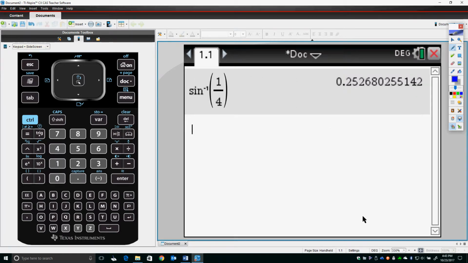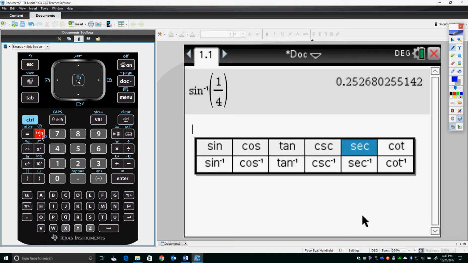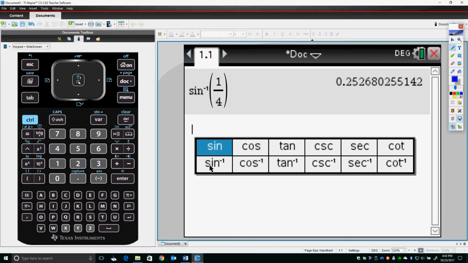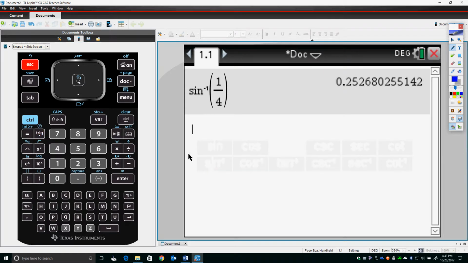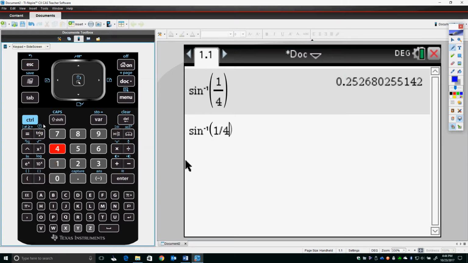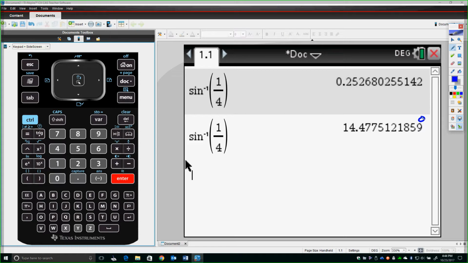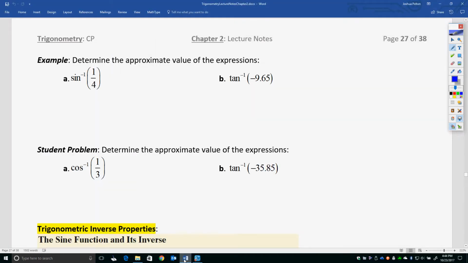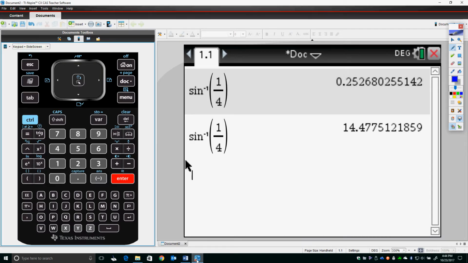Okay, so again, I'll type in the same thing. Sine inverse. And now I have the degree answer. So you should be able to do both, for fractional or decimal answers. The next problem is a tangent problem. So this tangent problem should have both a degree and a radian possible answer. So let's do the tangent here.